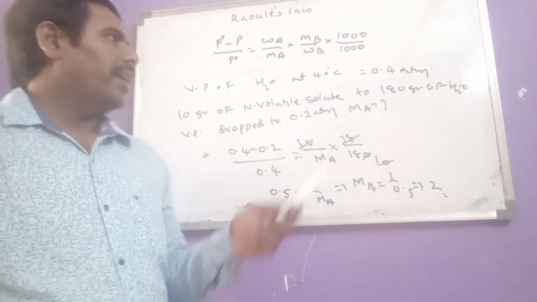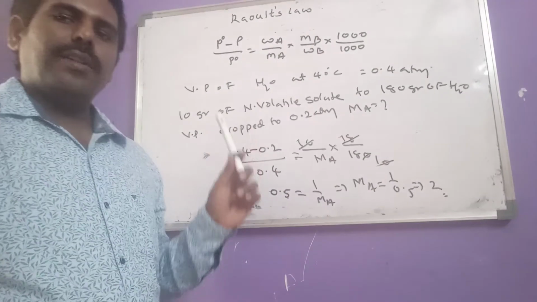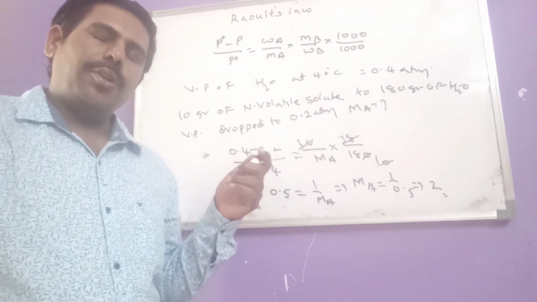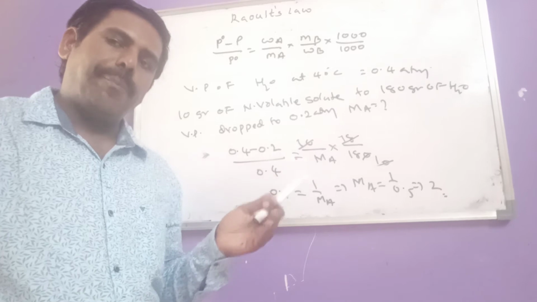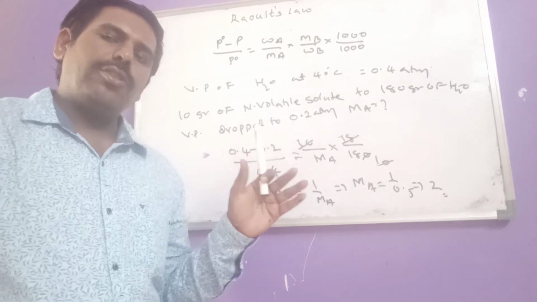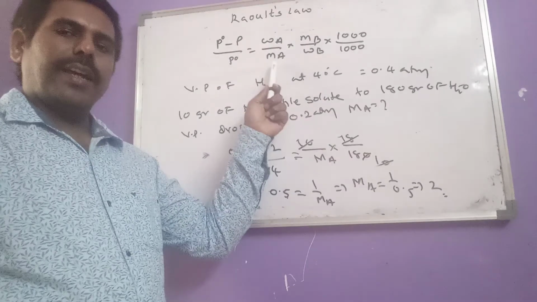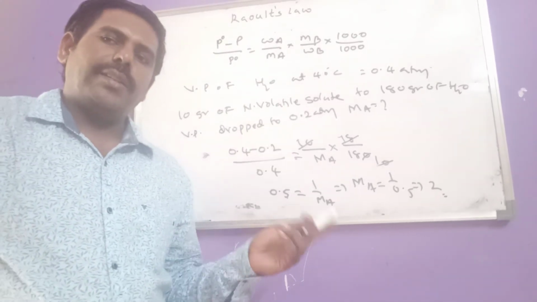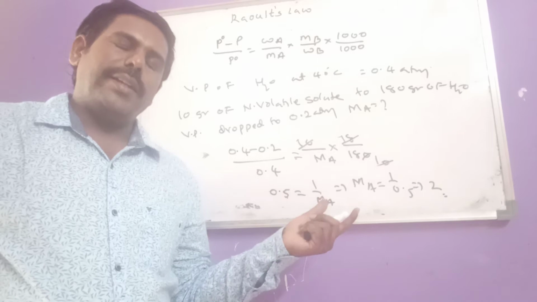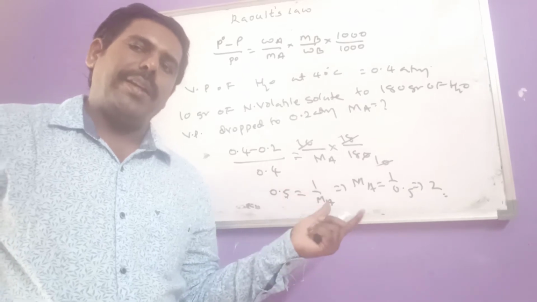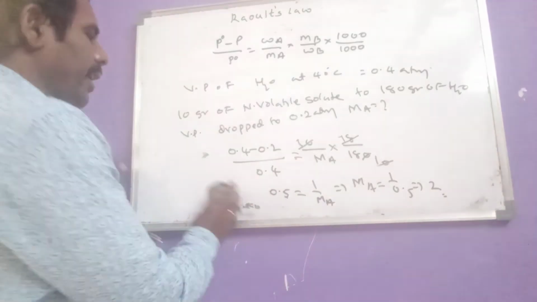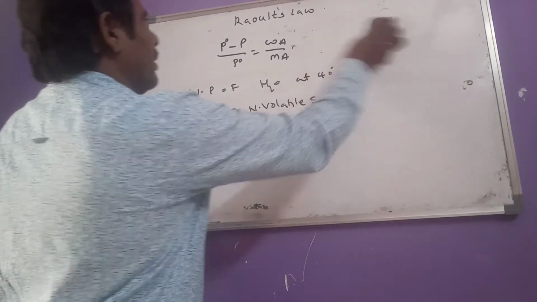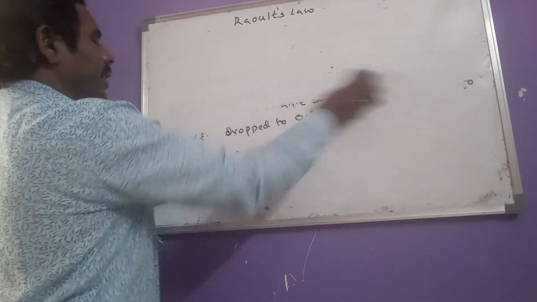So like that, using P naught, P and WA, MA and WA, and also they give MB and WB. By using those values, we have to determine MA value. So this is another type of problem related to RLVP and Raoult's law. Then related to molality, what is the question we get?